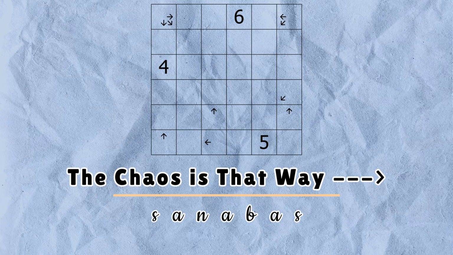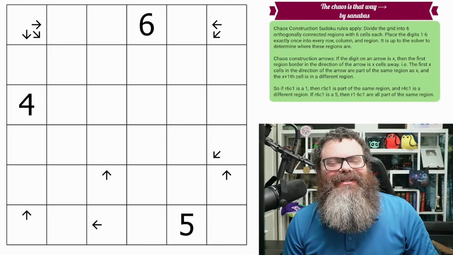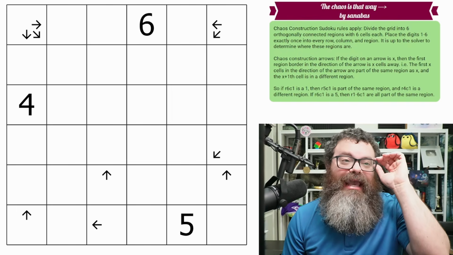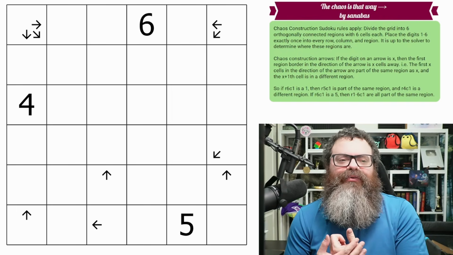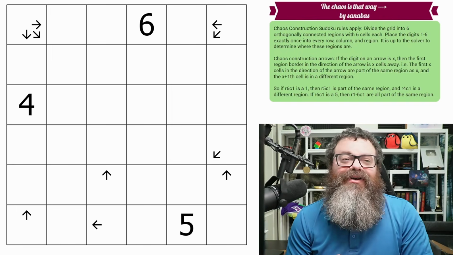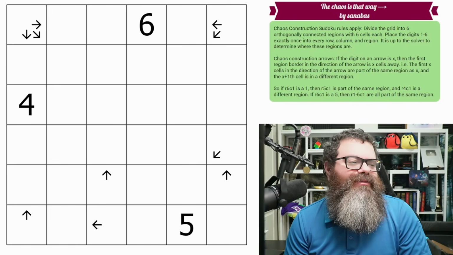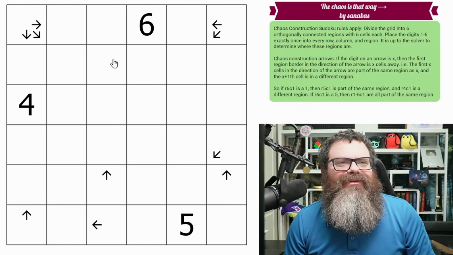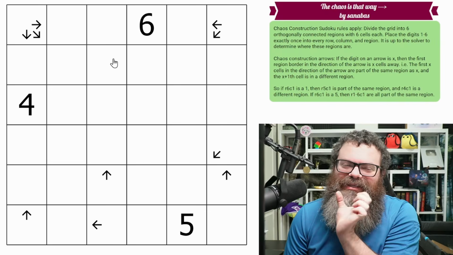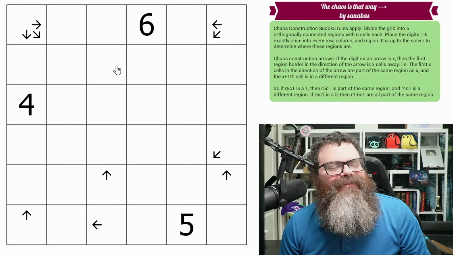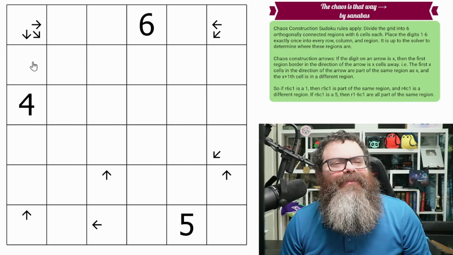Hello, let's continue our Sudoku adventure with The Chaos is That Way by Sanabas. So we actually are chaos construction. This does continue our irregular theme week, and chaos constructions are technically also irregular Sudokus. So let's go over the rules. I'm allowing Sanabas to stretch the theme a little bit on that one. Anyway, let's go over the rules.